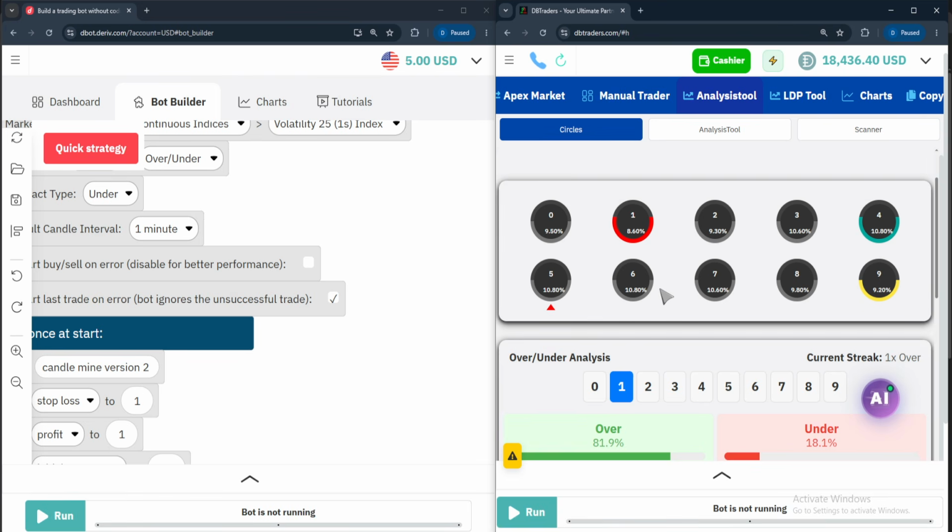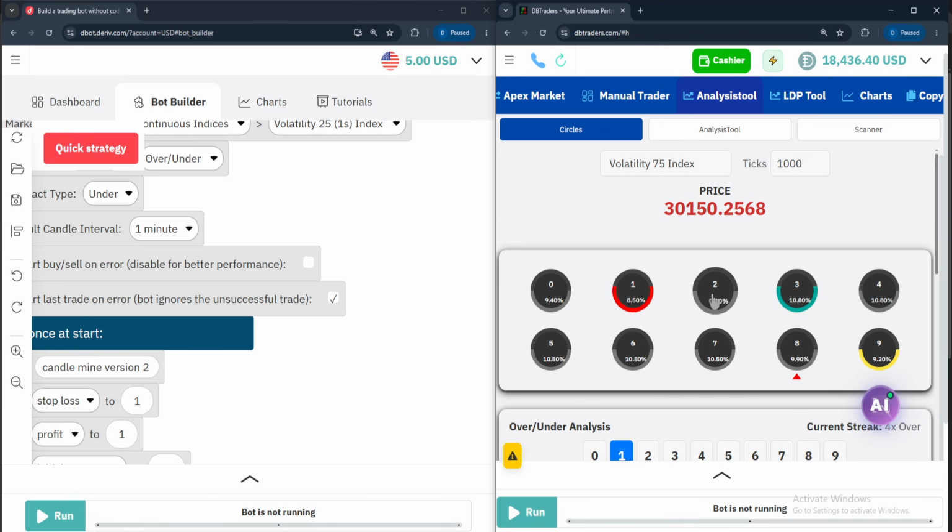Remember, guys, when you're trading over 1, the green circle should always be 2 numbers away from you. If it is only 1 number away from you, you're at risk. So do not trade if the green circle is only 1 number away from you, and ensure it's at least 2 numbers away.